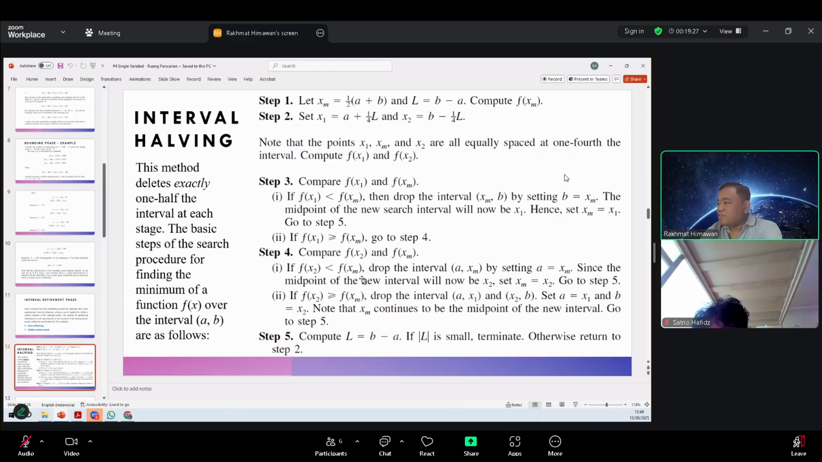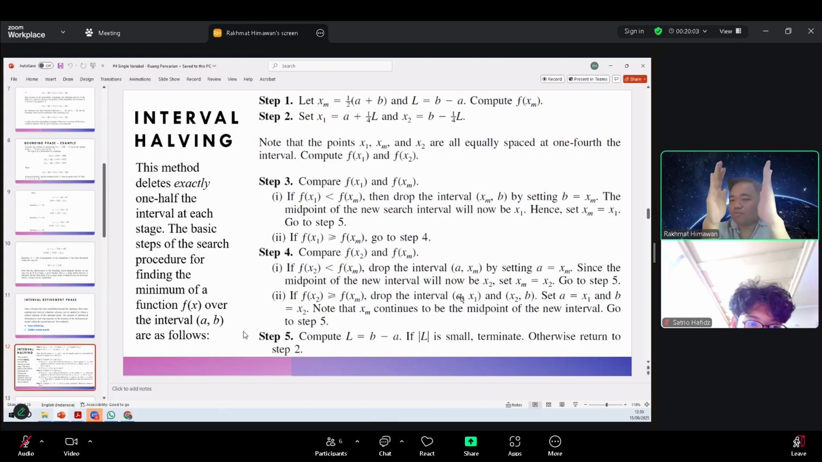So you want to go to the right. Since the midpoint of the interval will now be x2, set xm equal to x2 and go to step 5 again. But if f(x1) is greater and f(x2) is also greater than f(xm), that means f(xm) is lower than both f(x1) and f(x2). That means xm might be the optimal. But you want to shrink the interval to make it smaller.